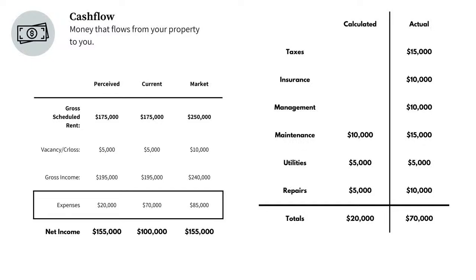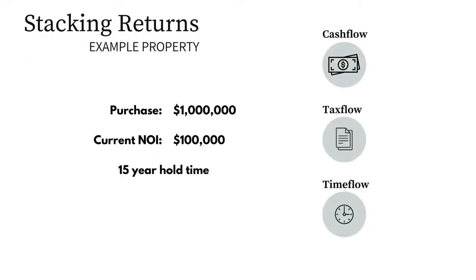But I digress. Let's go back to this. We're just talking about equity right here, right now. We're not talking about tax flow. We're not talking about time flow. They bought it for $1 million. Their current net income, now that we've shown them, is probably about $100,000. They're thinking in their head that their return is 10%, right? 10% of $1 million is $100,000. So they're thinking they're doing great.